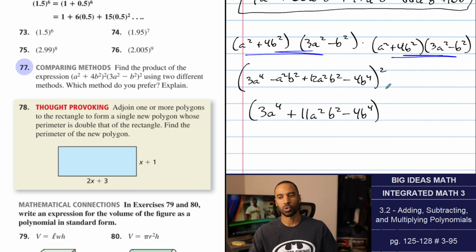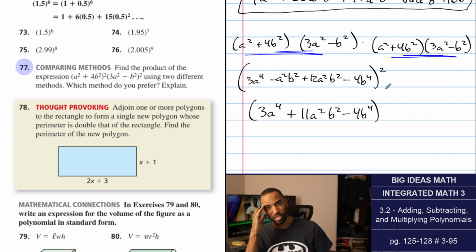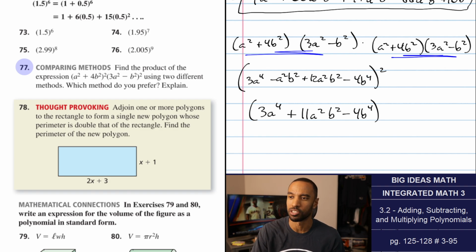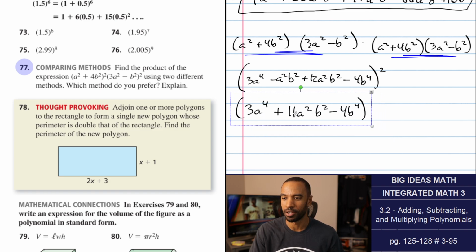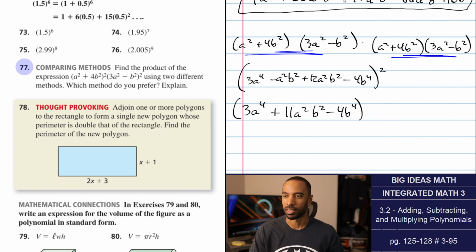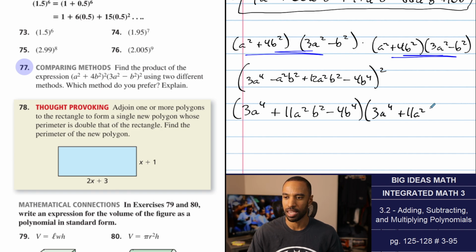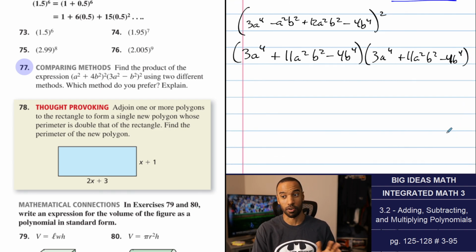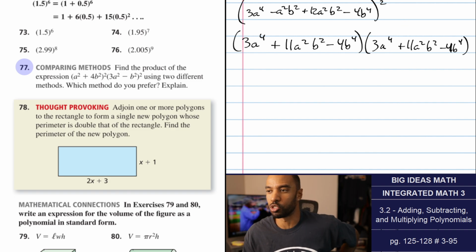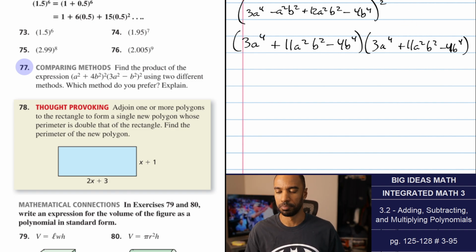I was going to say if I square it, it would be faster. The problem is this is a trinomial squared, and we don't have a special product property for that. So I thought it was going to be a binomial squared. I don't know why. I just thought that was the case. So I got to do two of these. 3a to the fourth plus 11a squared b squared minus 4b to the fourth. There's no trick to know this as far as I'm concerned. We just got to multiply it out however it is. And we should get the same answer.